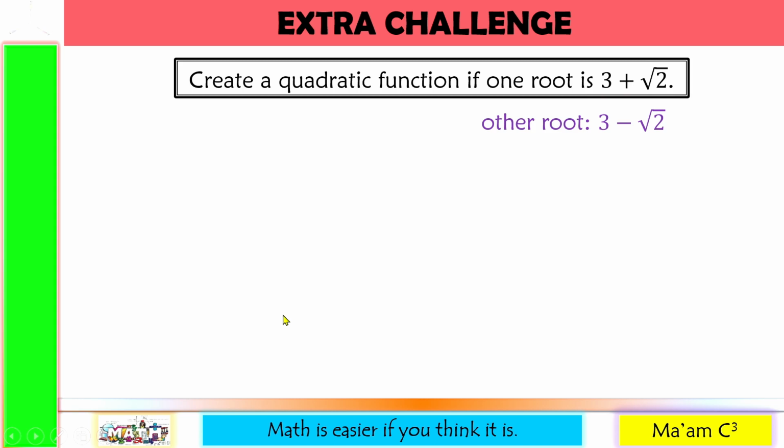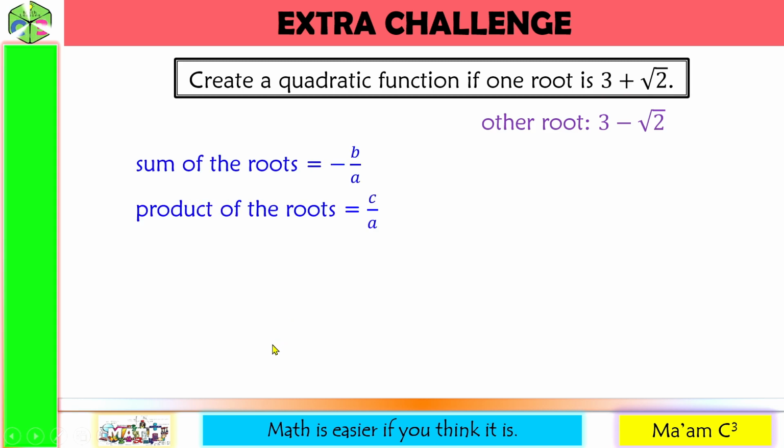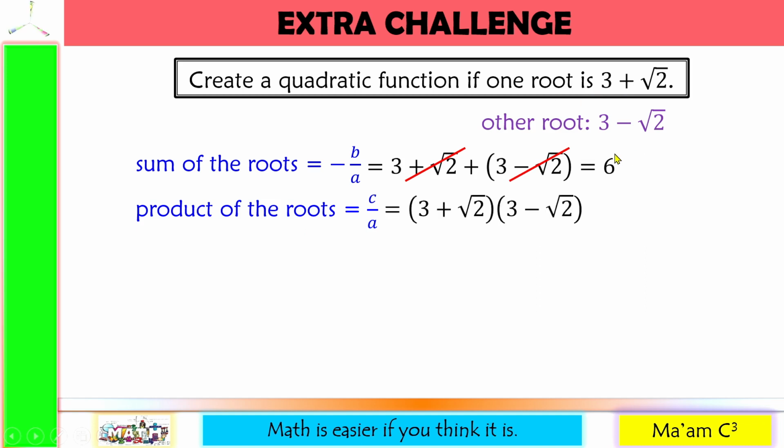Now I'm going to use the sum and product of the roots. For the sum of the roots, that would be 3 plus square root of 2 plus 3 minus square root of 2. Positive square root of 2 and negative square root of 2 will cancel out. So I have 3 plus 3, and that would give me 6. For the product of roots, that would be 3 plus square root of 2 times 3 minus square root of 2. Notice here that our first term is the same as well as our second term. So we have x plus y times x minus y.